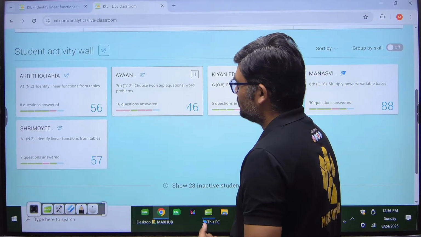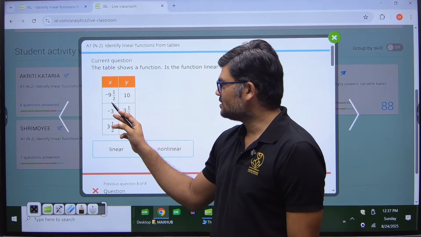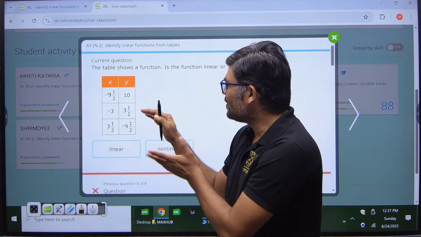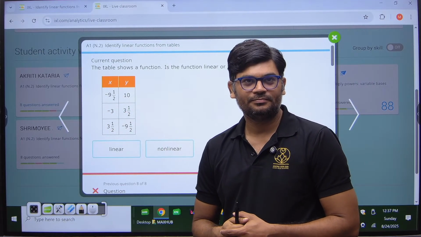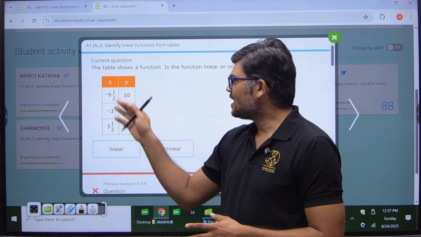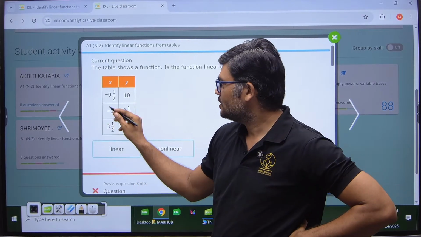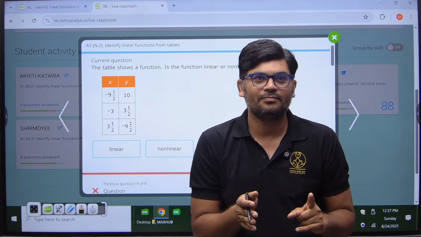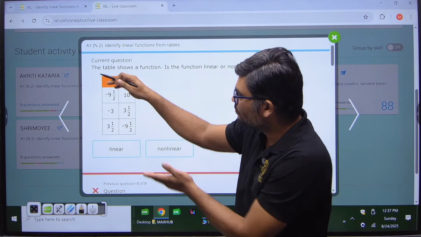Sir, I have one with mixed fractions. It's okay. So you have to see whether the difference between both of them is the same or not. So how much have you moved from minus 9.5 to minus 3? You have moved 6.5 units. See, from minus 9.5 to minus 3 you have moved 6.5. Are you getting it? So it's linear. Yes, if you can see that you have moved the same amount.